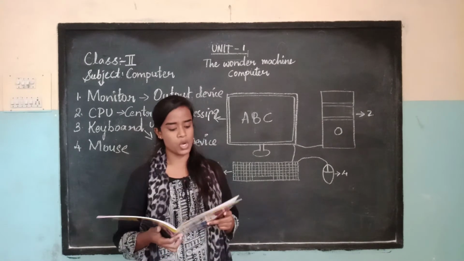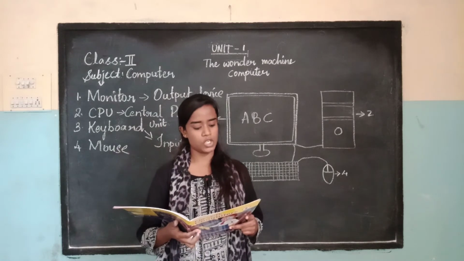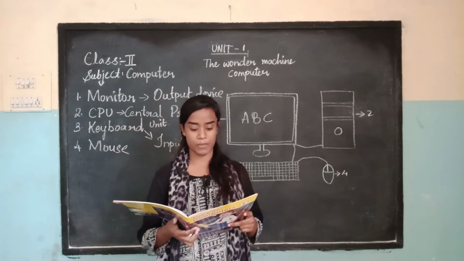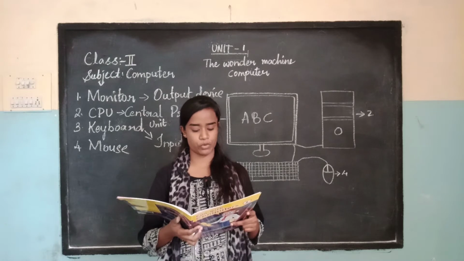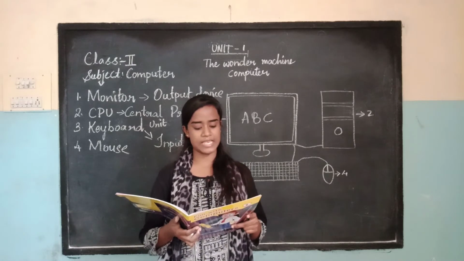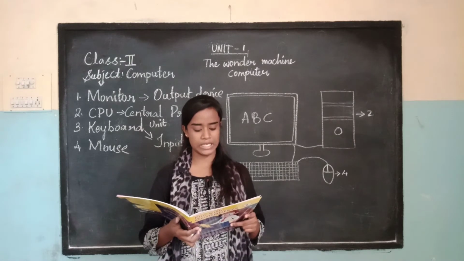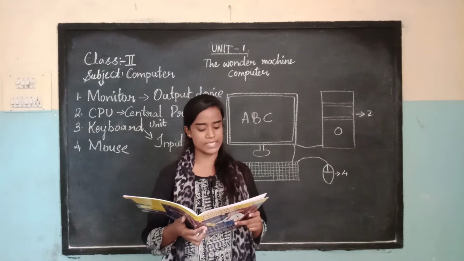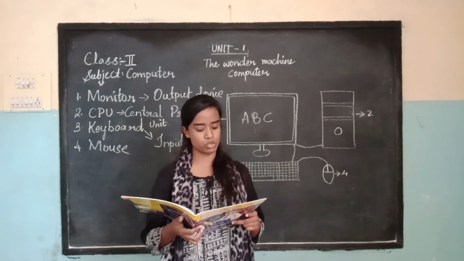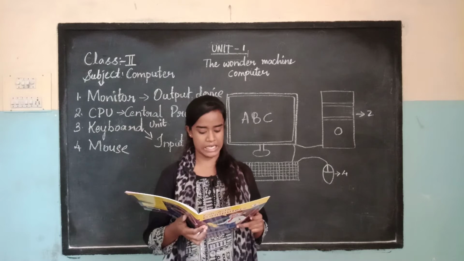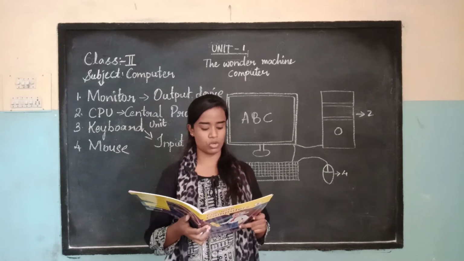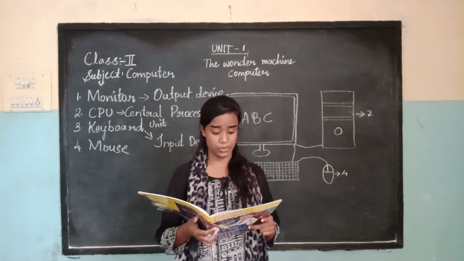Now mouse. When you write on a computer, you use a software called MS Word, a word processing program. This program can be selected by using a mouse or a keyboard. A mouse helps to select a particular item. It is used to move the pointer on the screen. It is also used to draw pictures. It is a pointing device.